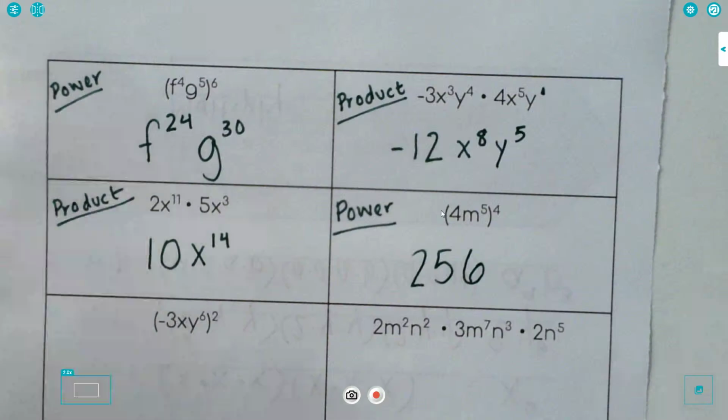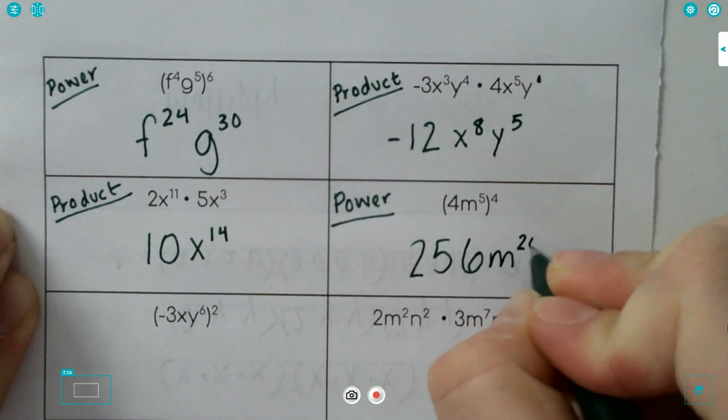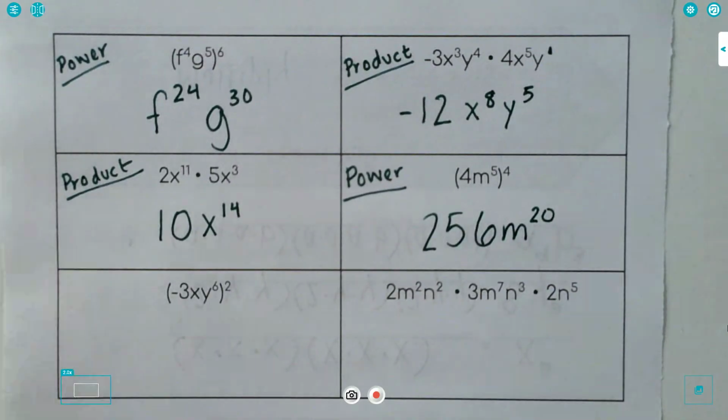Then my exponents are the easier part because power to a power, I am multiplying my exponents. So 5 times 4 is 20. Okay, any questions?